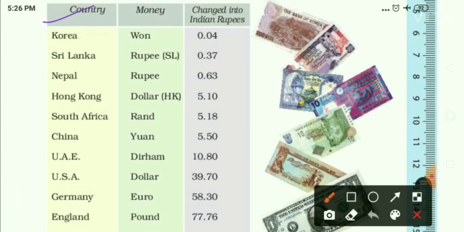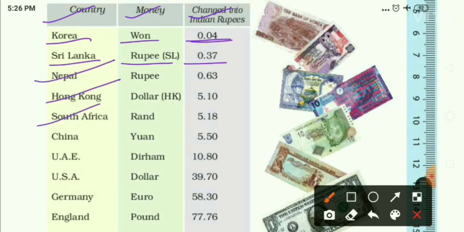In the first column we have the names of countries. In the second column we have the money, that is, their currency name, and in the third column we have the value changed into Indian rupees. For example, the first one is Korea, and the currency of Korea is won, and 1 won makes 0.04 rupees. Similarly, Sri Lanka: its currency is Sri Lankan rupees, and 1 Sri Lankan rupee makes 0.37 rupees. Similarly, we have Nepal, Hong Kong, South Africa, China, UAE, USA, Germany, and at last England.